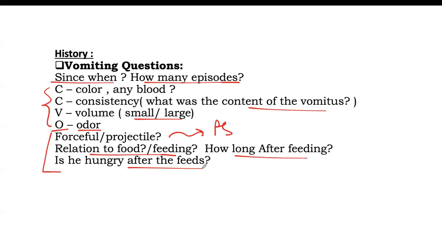And does he get hungry immediately after feeding? If a child is getting hungry immediately after feeding, that means the child is vomiting everything out, and that is a risky situation. So for vomiting questions, this is how you're going to start. You want to know when did it start, how many episodes so far, what's the color of the vomitus, what does it contain, any blood in it, is it small or large in amount, is it forceful projectile, any relationship with feeding, how soon after feeding does he vomit, and does he get hungry immediately after feeding?